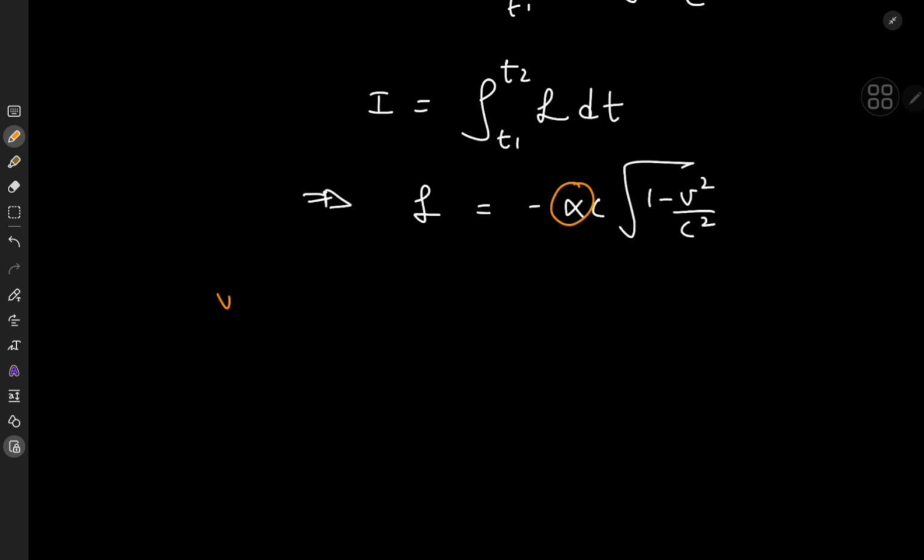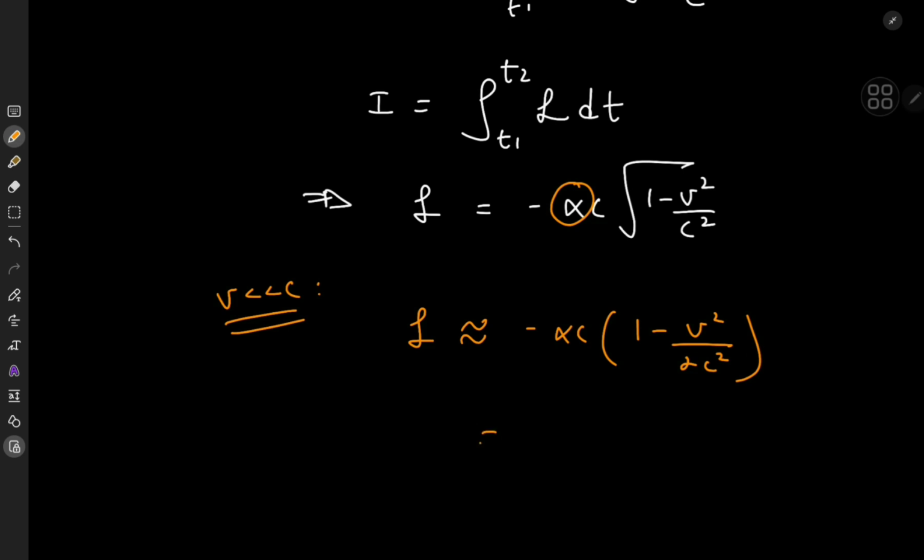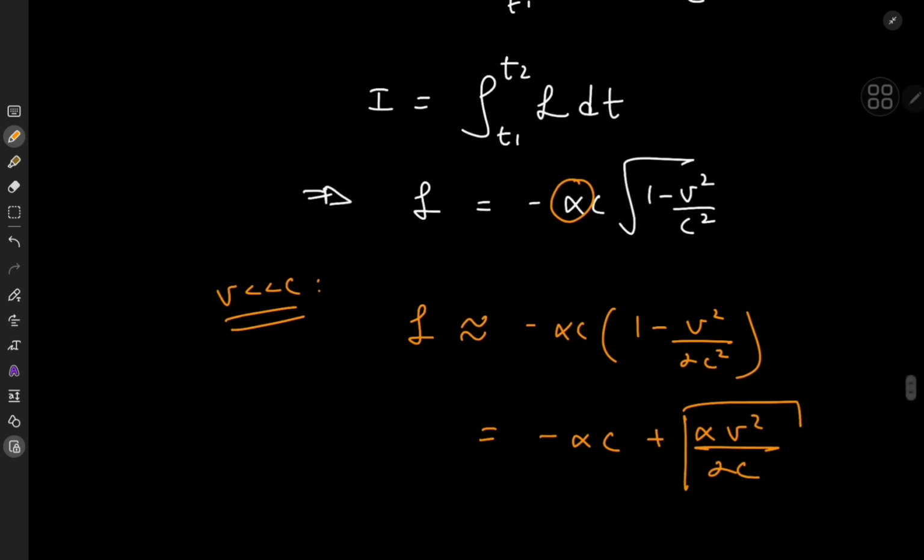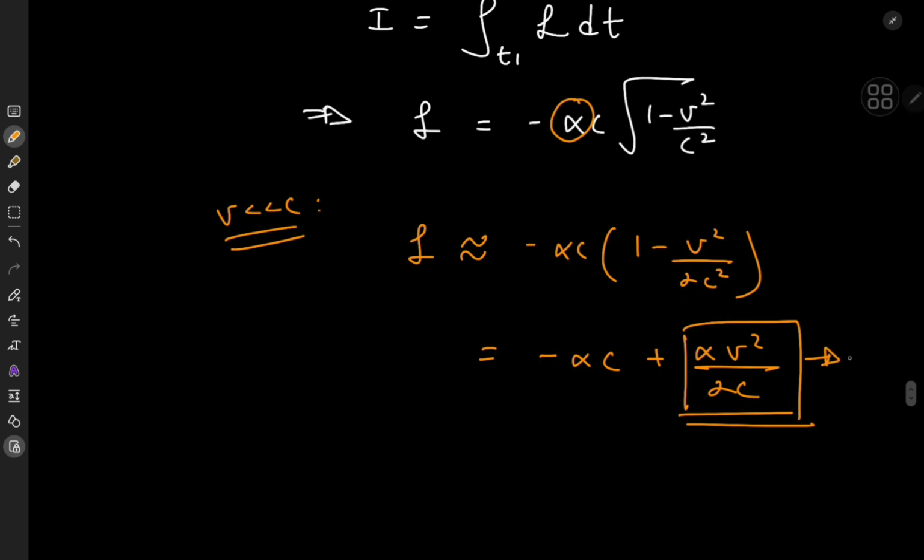Okay, so we can make use of the classical limit, that is, v is much, much less than c. In the classical limit, the Lagrangian should contain a term that looks like a kinetic energy. So using the binomial expansion, we have negative alpha c times 1 minus v squared by 2c squared, and we ignore higher terms in v squared by c squared. And this can be expanded as negative alpha c plus alpha v squared by 2c. And the quadratic term here looks like a kinetic energy. So comparing it with the kinetic energy of the free particle, that is half mv squared, we see that the v squared terms cancel out, the one half terms cancel out, and that implies that alpha equals mc.